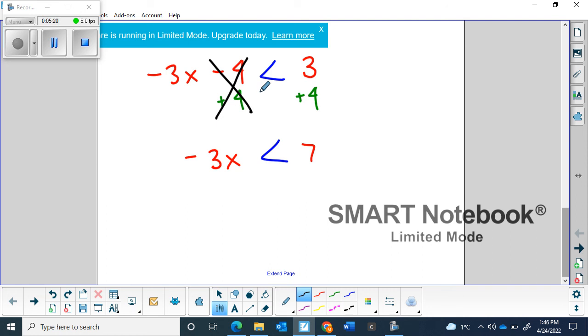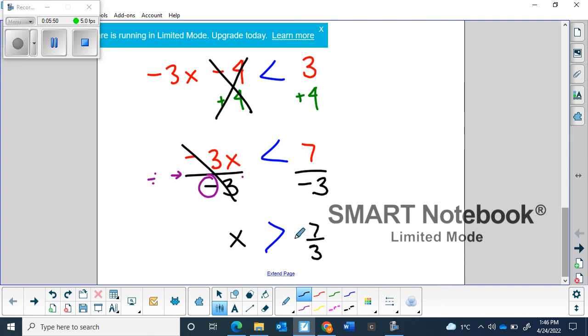Now, we've got to get rid of our coefficients. The negative 3 is attached to the x with multiplication. So the opposite of that would be to divide both sides by negative 3. What I do to one side, I have to do to the other. Now, here is the rule. I'm dividing by a negative number, which means that symbol has to flip. All I'm left with on this side is an x, and 7 over negative 3 on the other. Now remember, the negative can be on top, it can be in the middle, or it can be at the bottom. They mean the same thing. And that would be my final answer.